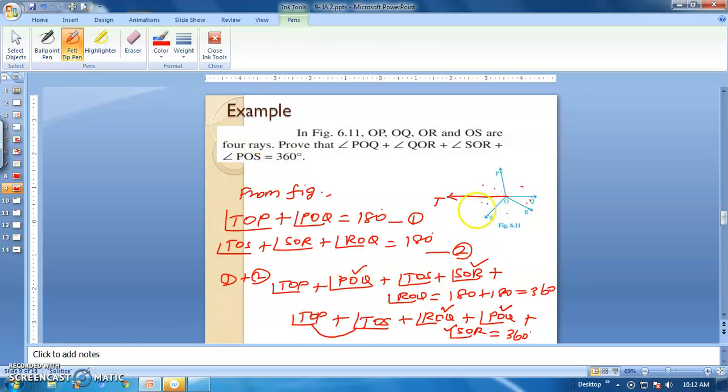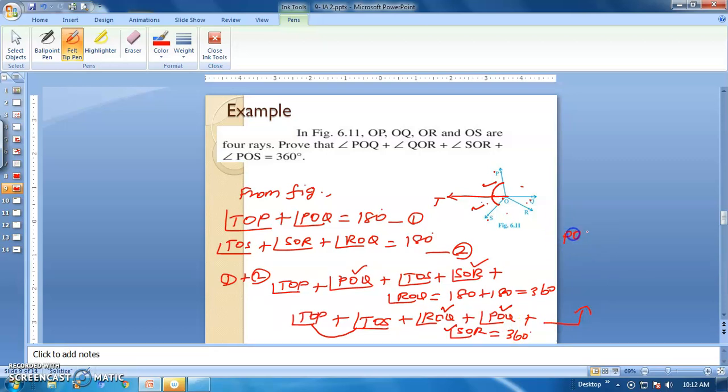So in the diagram, what about the sum of these two angles? One is TOP, so TOP is this one, and TOS, continuously, this one. So the sum of this angle and this angle is nothing but POS. So in the next line we can write, instead of the sum of these two, we can write POS from the diagram.